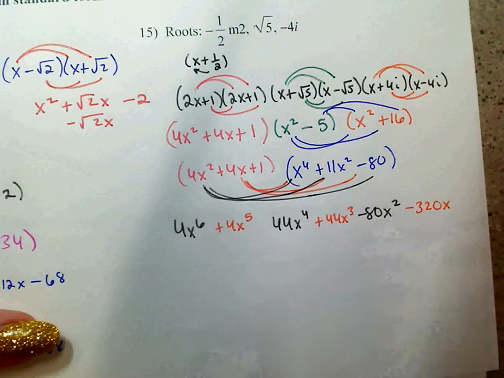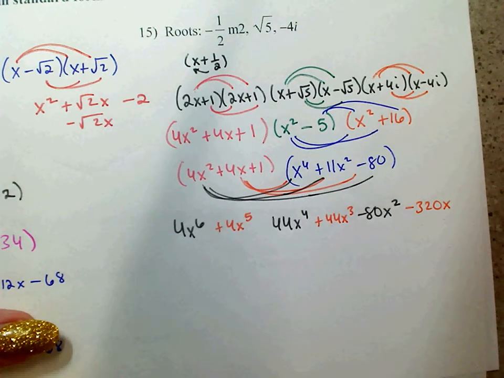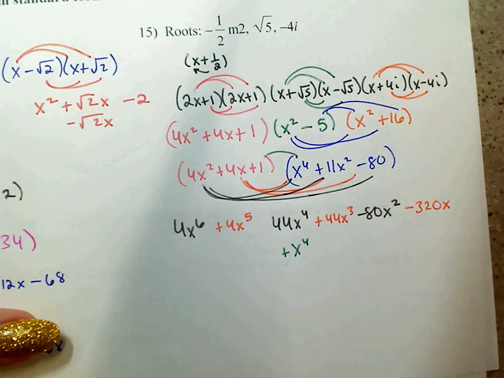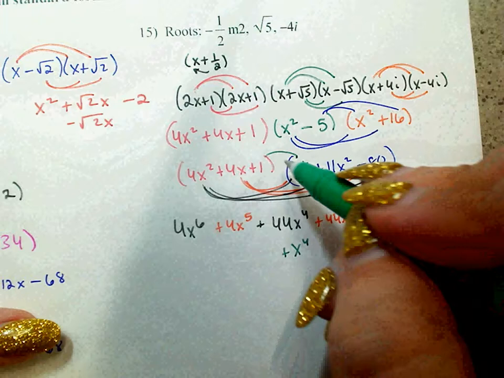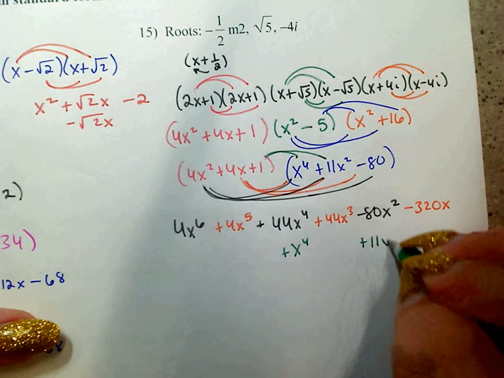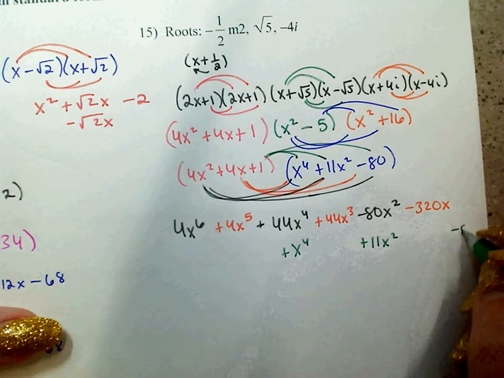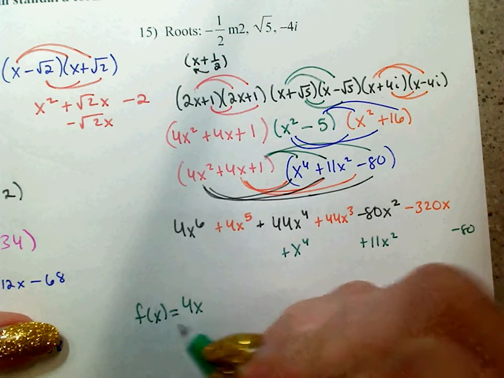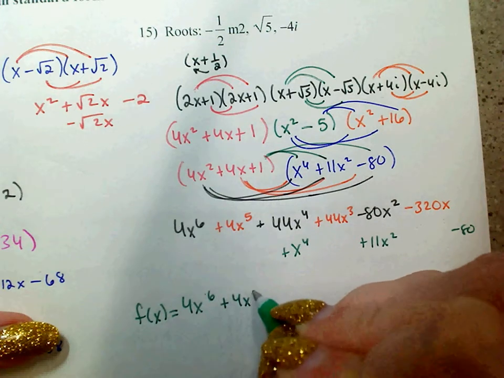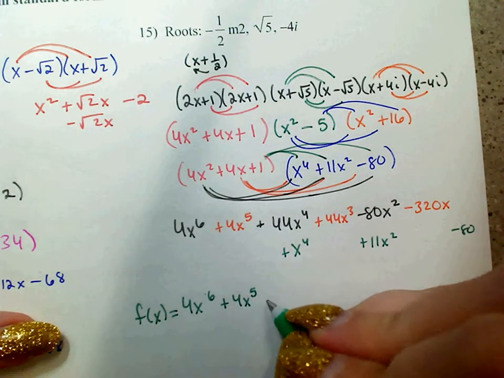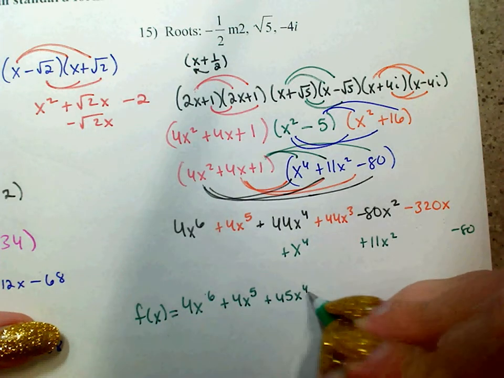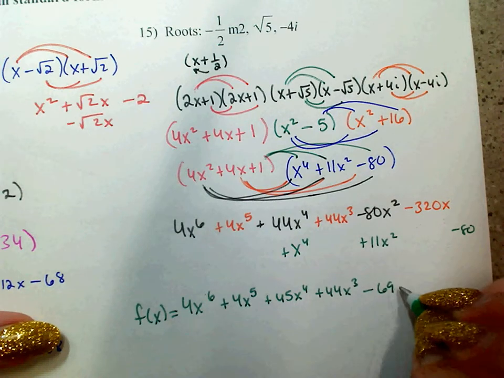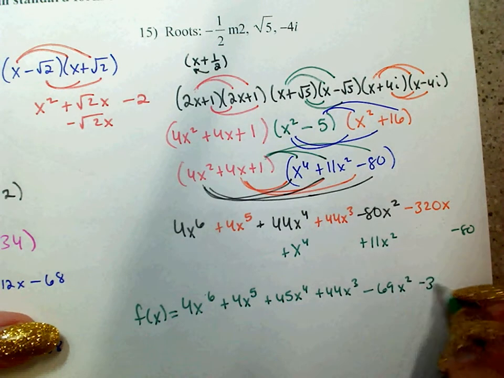And then we're going to distribute the 1. So 1 times x to the 4th is x to the 4th, plus 1 times 11x squared is 11x squared, and 1 times negative 80 is negative 80. So my final answer is f of x equals 4x to the 6th plus 4x to the 5th plus 45x to the 4th plus 44x cubed minus 69x squared minus 320x minus 80.